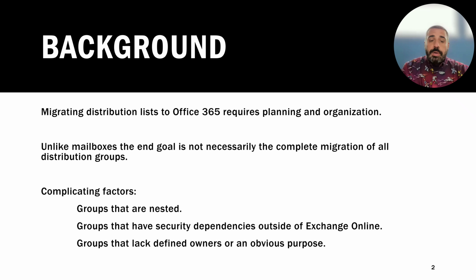There's also a lot of complicating factors that you need to consider when it comes to DLs and whether or not they're candidates for migration. For example, groups can be nested, and unraveling nesting and tracking nesting can often be complicated. Groups can also have security dependencies, both in the on-premises Active Directory and the Office 365 platform outside of Exchange Online that are not easily discoverable.